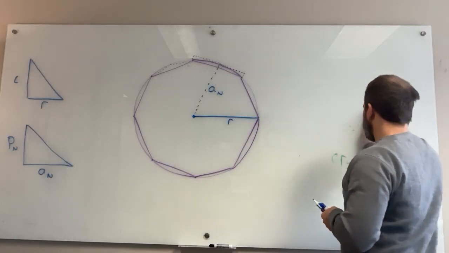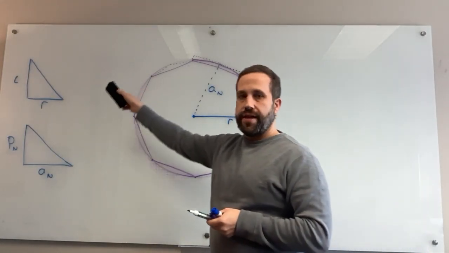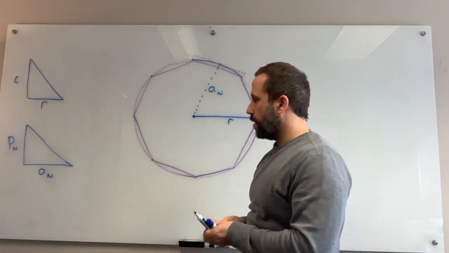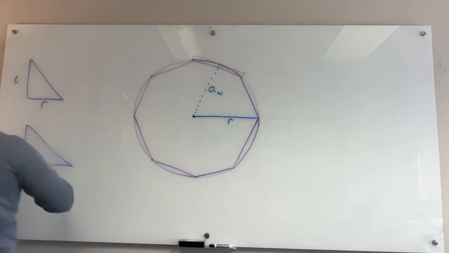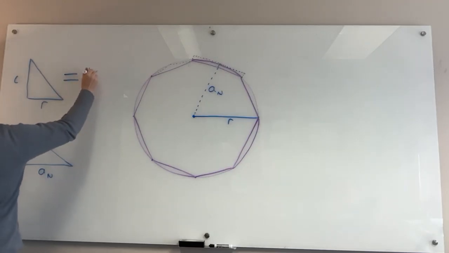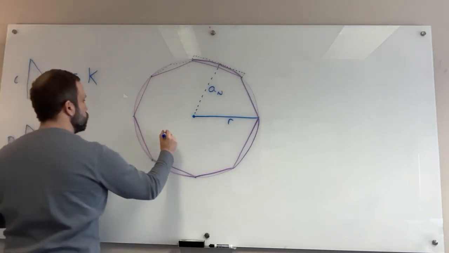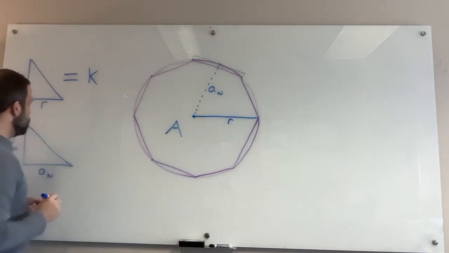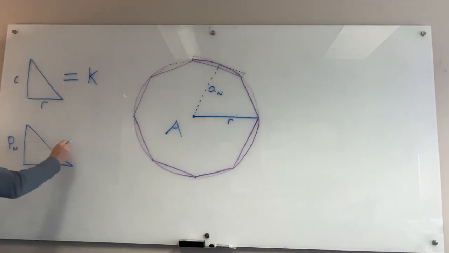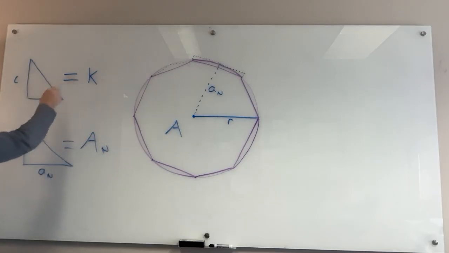So what we're now going to do is the following. We want to prove this, and I'm going to say that this area is equal to K. I'm going to call that area K. And I'm going to call the area of the circle capital A. And then the area of these approximating polygons, I'm going to call A sub n.